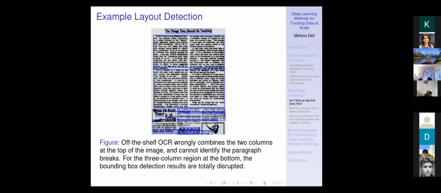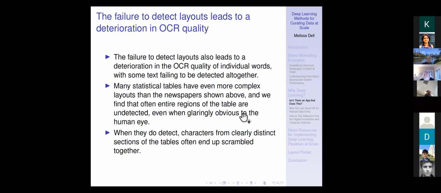And so again, this is an example I showed you. This doesn't look like that complex of a layout, but Google Cloud Vision, the leading commercial OCR solution, gets very confused because this doesn't look like the single column modern documents that it was overwhelmingly trained on. If you can't detect layouts, OCR quality is going to decline as well.